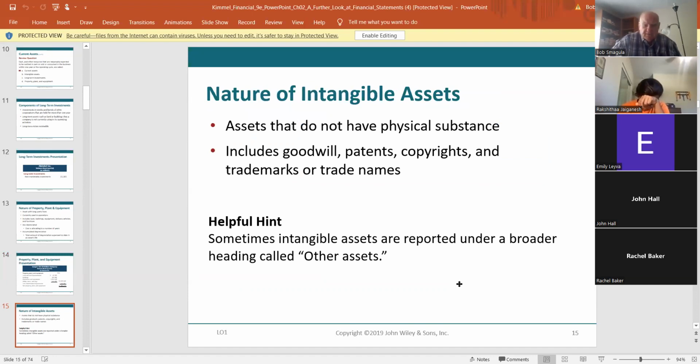Intangible assets, no physical substance. It's intellectual property. Goodwill, we're going to talk about. Patents, copyrights, that protects authors of printed material. Trademarks, the McDonald's logos. You can't open up a restaurant on the Mesa across the street from McDonald's and hang out two of their logos with just a slight difference. No, that trademark protects them. Also, franchising is something else that would be intellectual property. Sometimes intangible assets are reported as other assets.